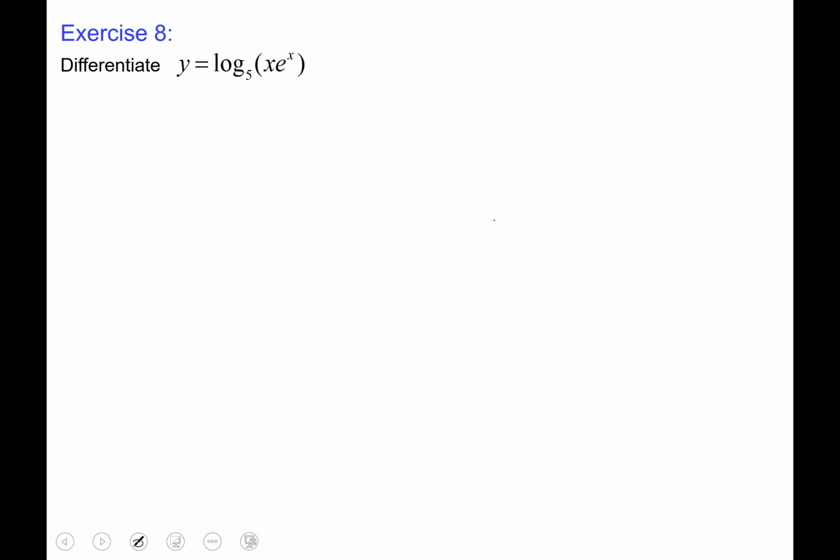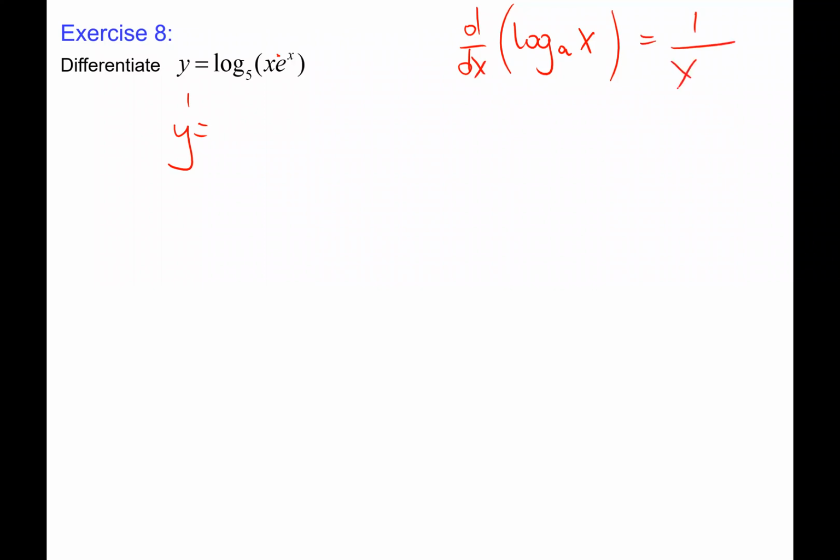Differentiate log base 5 of x e to the x. It means inside we have a product. Let's recall, derivative of the general logarithmic function, log base a of x, is just 1 over x, the same as for the natural one. However, we have to multiply by natural log of the base in the denominator.